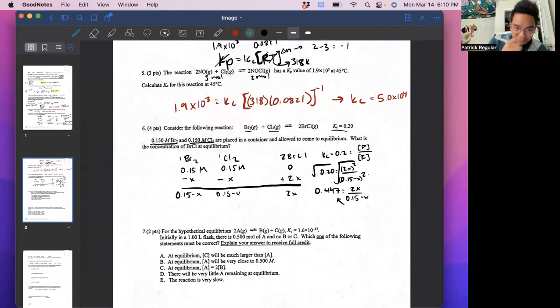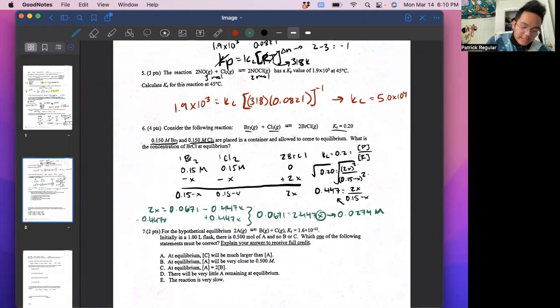Let's use green. 2x equals 0.0671 minus 0.447x. Let's add this 0.447x to both sides. All right, 0.0671 equals 2.447x. And our x, if we solve for it, is 0.0274 molarity. All right. And that's just our x.